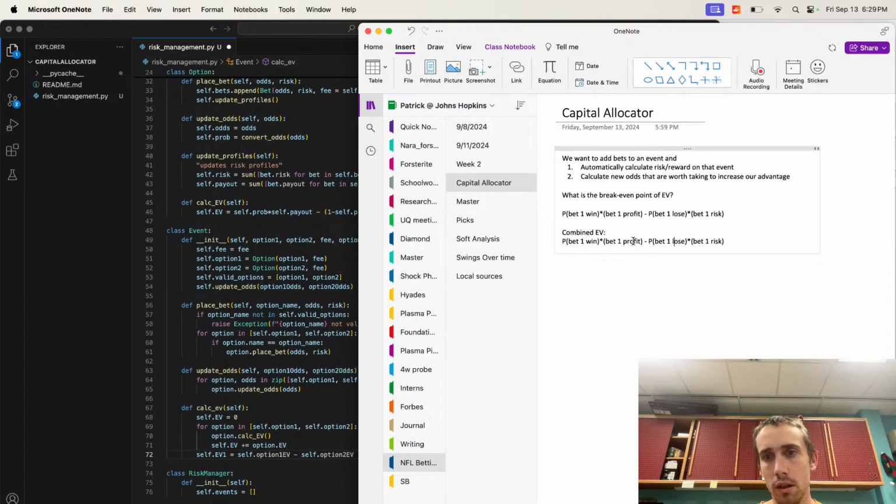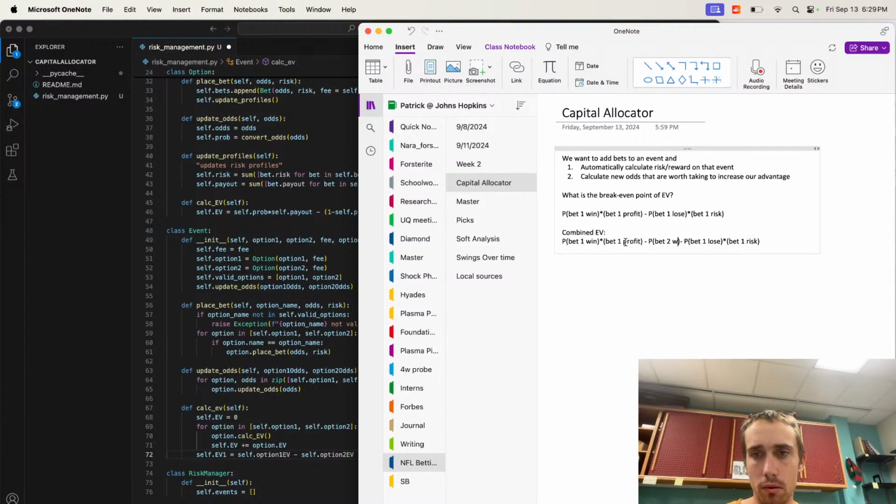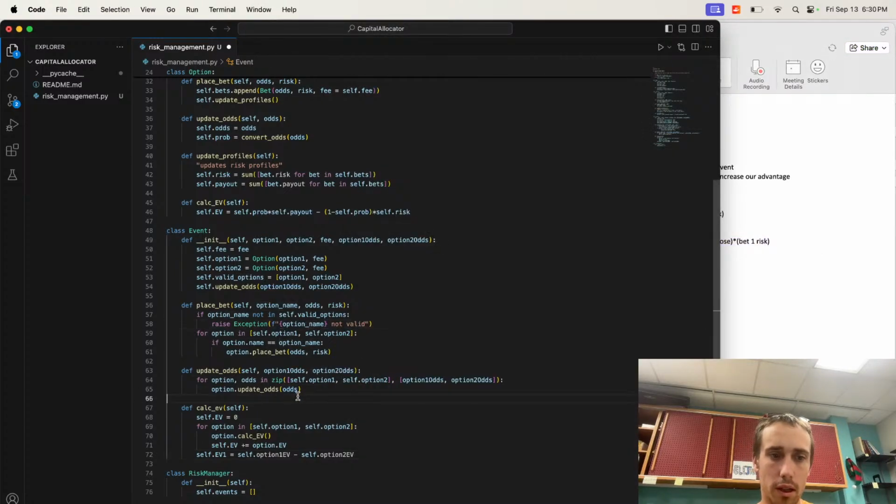probability of bet 1 win minus probability of bet 2 win minus probability of bet 2 loss. So I guess we just, the combined EV, we don't want to, we want to get them together, I guess.